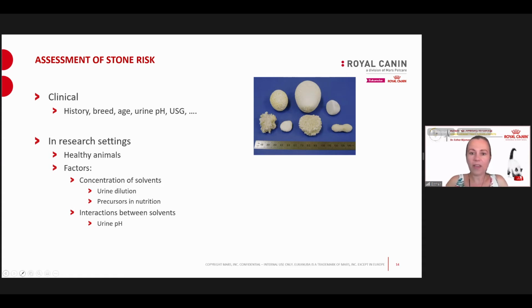But that does mean that we can assess one thing at a time and investigate how little changes in the diet affect concentration of solvents in the urine via, for example, urine dilution or the precursors of these particular stones in the nutrition, and how these all interact with each other, which of course is influenced by the urine pH. And these factors, the concentrations of the solvents and the interaction between the solvents, is what we call relative supersaturation. And it's quite a difficult concept.